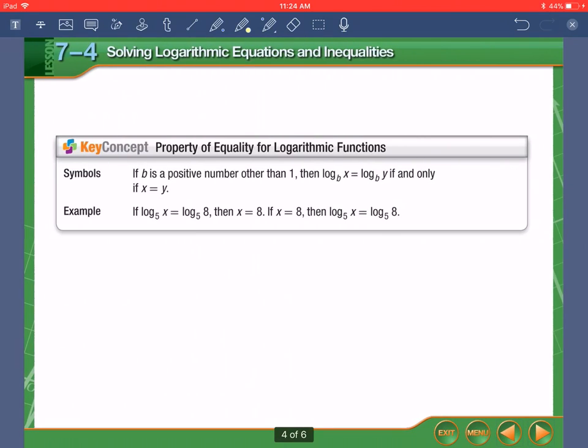Okay, this property of equality for logarithmic functions basically means if you have a log with a base set equal to another log with the same base, you can drop the logs, and whatever you're taking the log of, you can set equal to each other. So here, log base 5 of x equals log base 5 of 8. We're taking the log base 5 of both sides, so you can drop it and say that x equals 8.